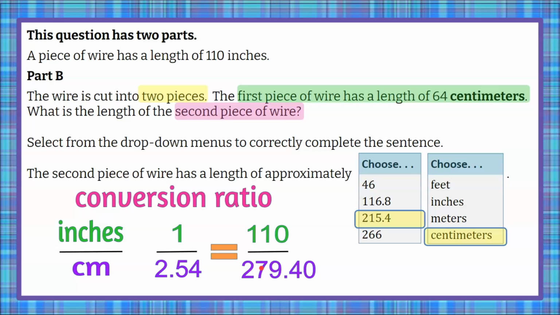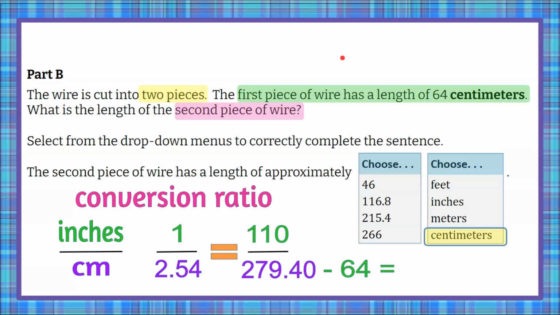So let's bring that back here, and we know that we're going to replace this with 279.4 centimeters. And now we know we have to subtract, because this is the entire piece of wire. And we know that the first piece of wire is 64 centimeters. So we need to subtract that from the whole piece of wire, which was 110 inches, equivalent to this in centimeters. So let's come up here and subtract. So we're going to do 279.4, subtract the 64. We're going to add on our trailing zeros so that we can line it all up.